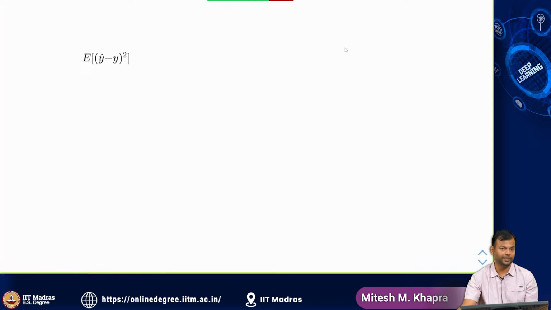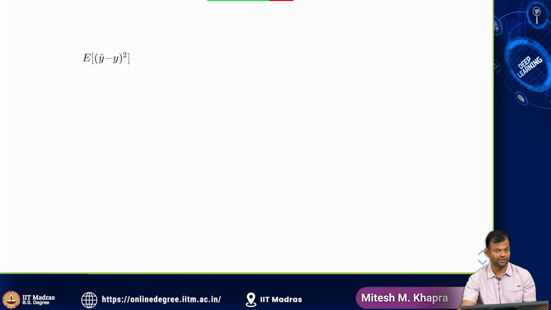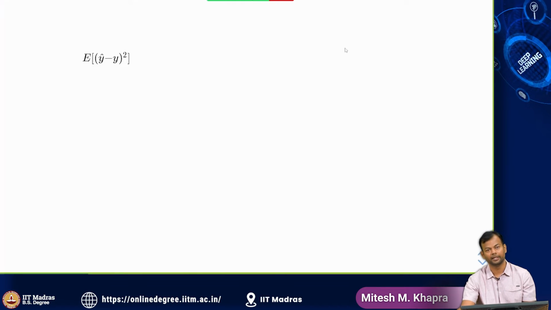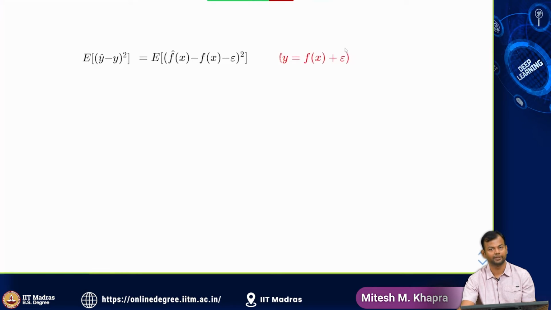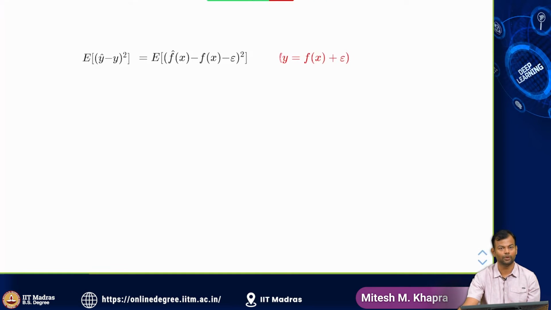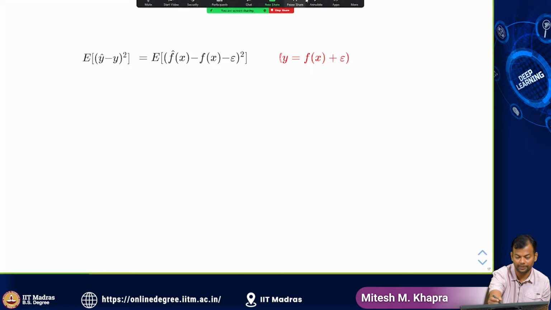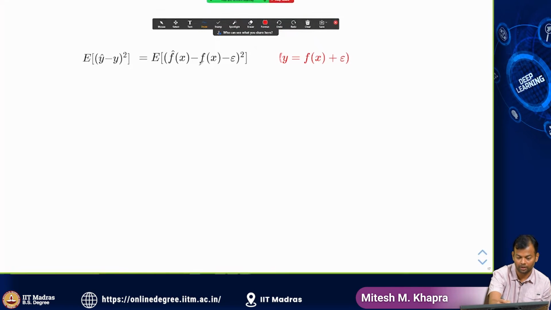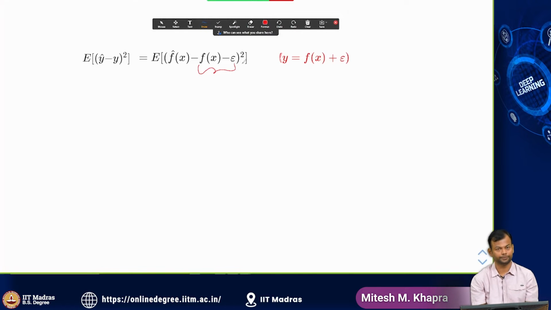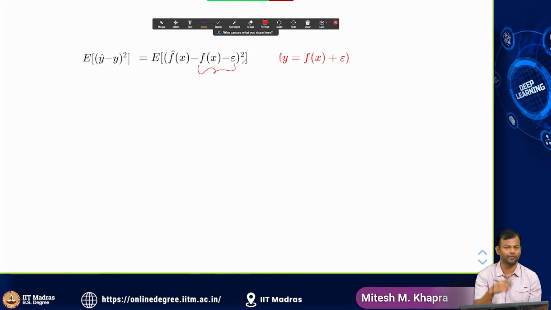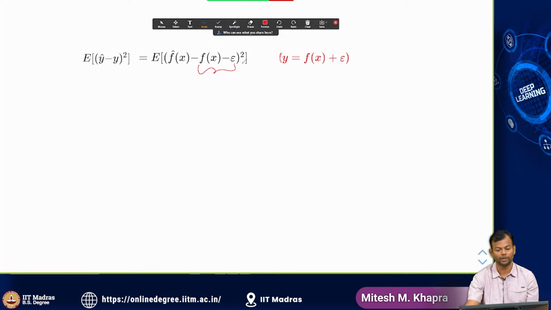So this is the quantity that I am interested in then, right? I have just replaced f of x by y and f hat of x by y hat. So this is the quantity I am interested in, and now I know that y is actually f of x plus epsilon, so I can just substitute that.